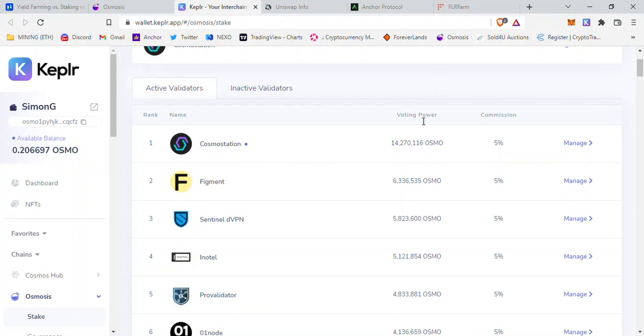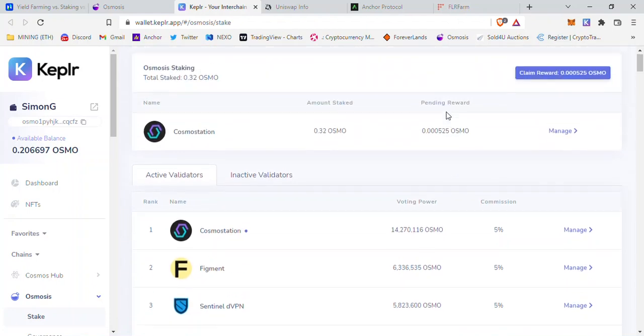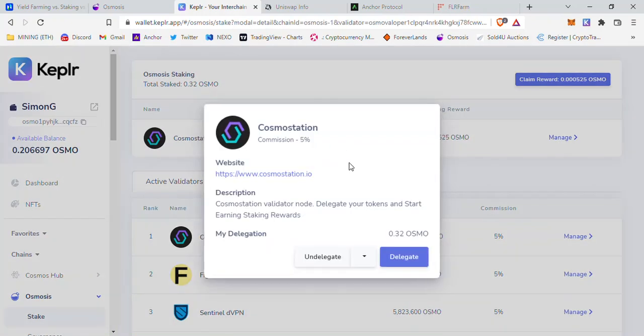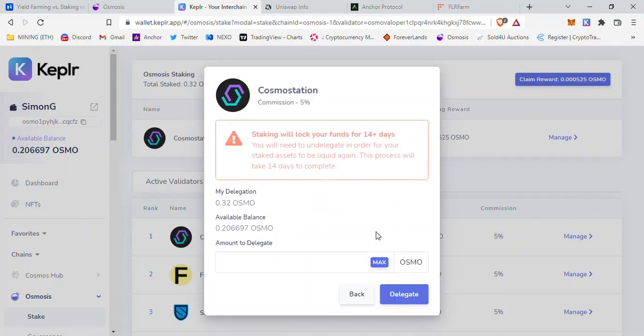So you see here, there's 14 million Osmo staked to them. So if you're a smaller portion of that, you're not going to receive as much as someone who's staking 1 million Osmo as opposed to you staking 100, right? And so it's very simple. I'll just show you. I have 0.20 Osmo here. Super simple to do. For those of you who use Osmosis, you know exactly what I am doing here.